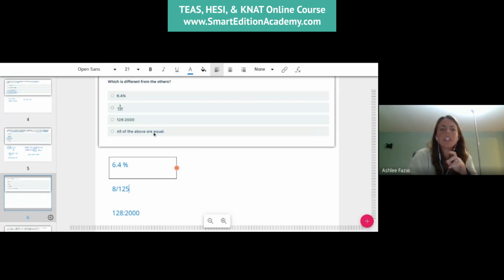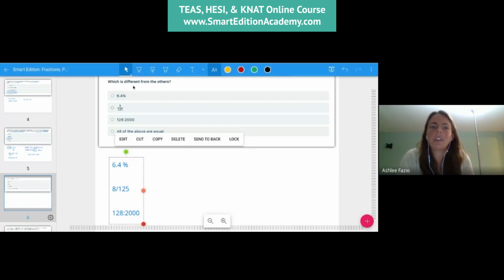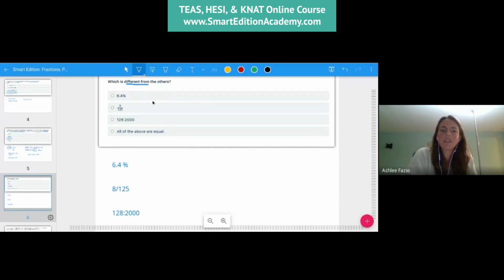It says which is different from the others. Again, just a great chance to stop and pause and make sure we're answering the right question, right? So either one of these is going to be different, or they're all going to be the same, and then we'll know what our answer is.